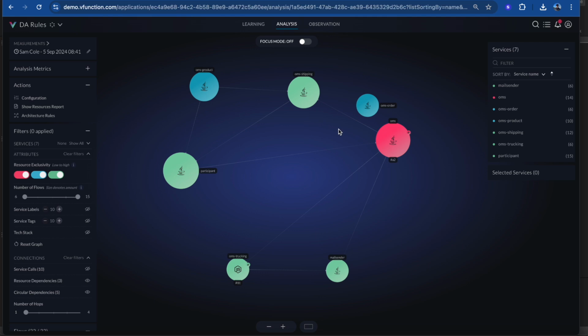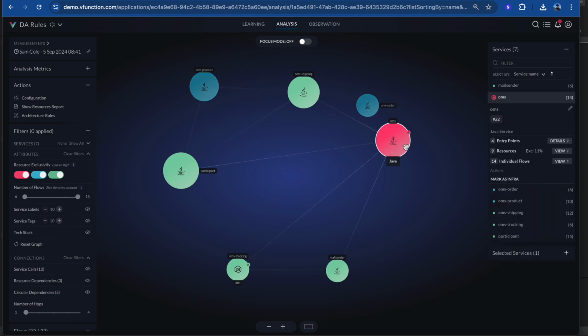Okay, and the color of these bubbles represents the degree of resource exclusivity, meaning if it's green, it talks to database tables uniquely. So these database tables are accessed uniquely by that service, whereas if you have a red bubble, that means that it's accessing resources, such as database tables, with other services as well, which may introduce an issue. So that would be something that you may want to look into from an architectural perspective.